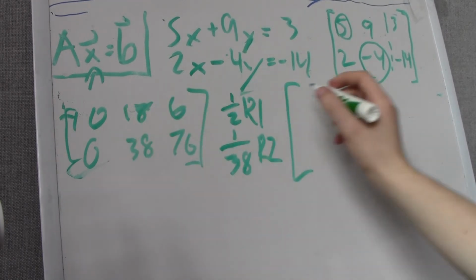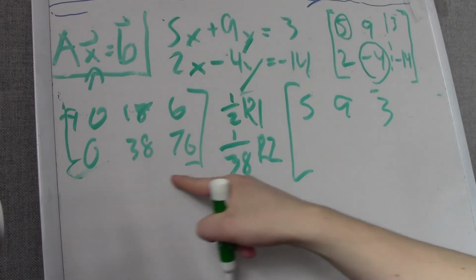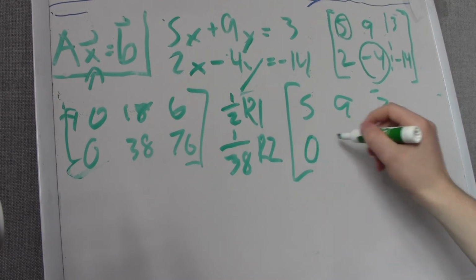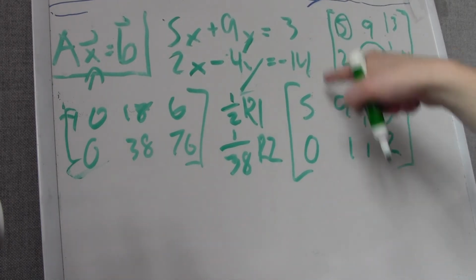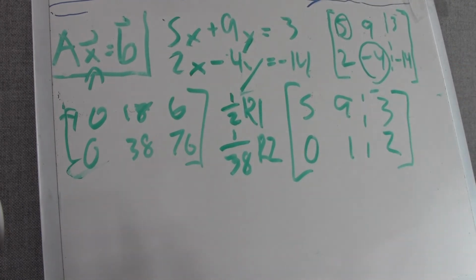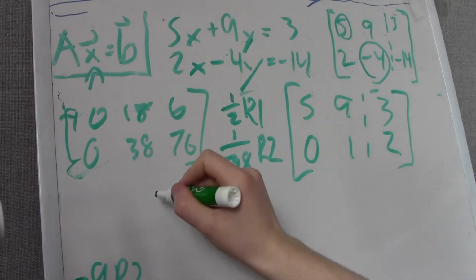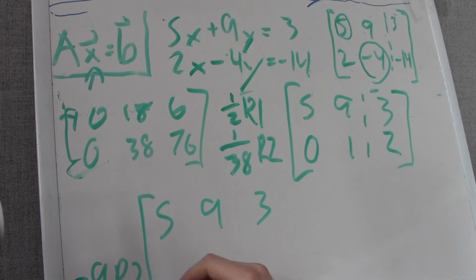So divide this by 2 and we get 5, 9, 3 again. Divide this by 38 and we get 0, 1, and 2. That's a lot nicer. So now this column is 0. Now we want this column 0 except for this number. So let's multiply, how about this row, by -9. So -9 times R2. This row doesn't change.